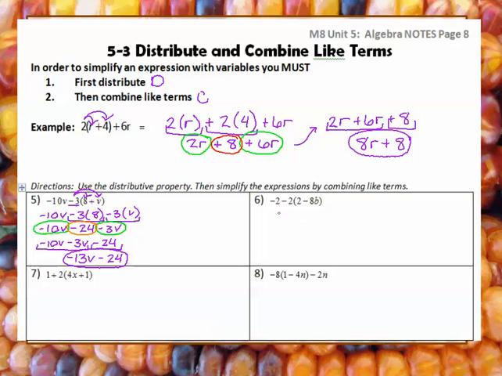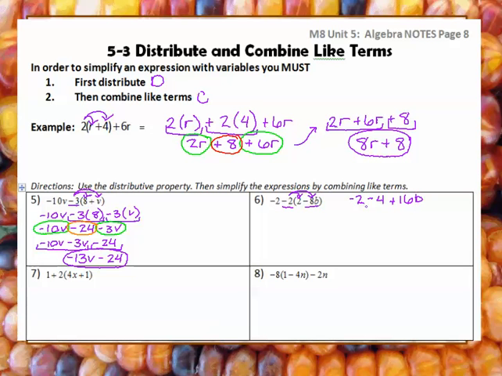In number 6, I have to see, do I have any distributive property? Well, I do right here. I have a negative 2 times this positive 2 times my negative 8b. So I have the negative 2 that's out front here. Then a negative 2 times a positive 2 is going to give me negative 4. A negative 2 times a negative 8b is going to give me a positive 16b.